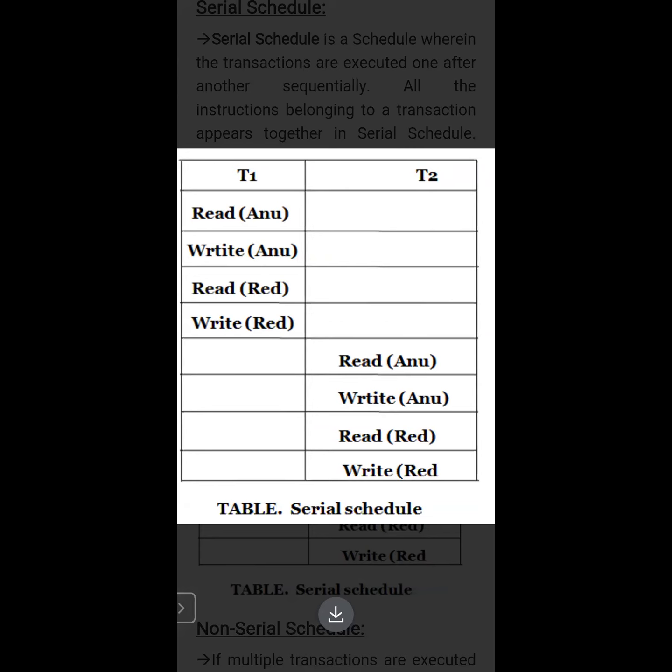So that means, if you observe the transaction executions, only after the completion of one transaction does the execution of another transaction start, am I right? This type of execution or schedule is referred to as a serial schedule. Okay, so the name means one after another.